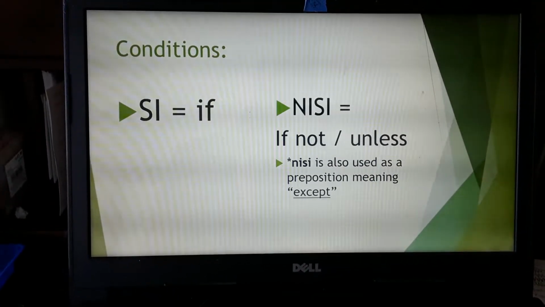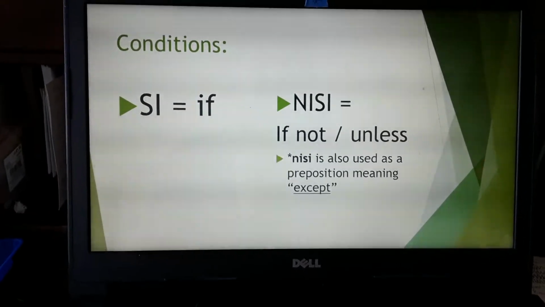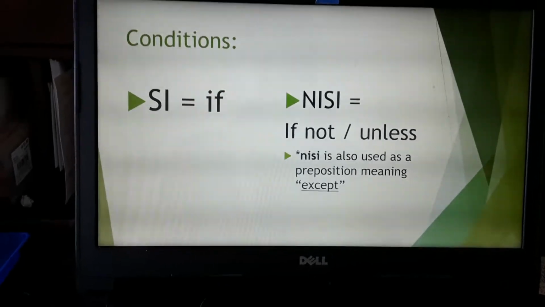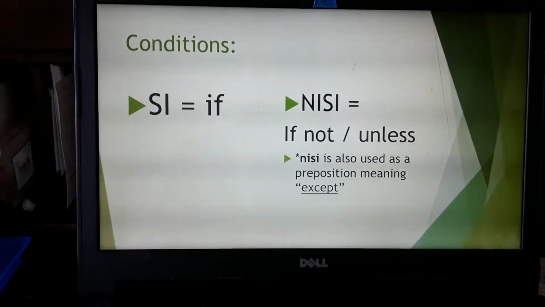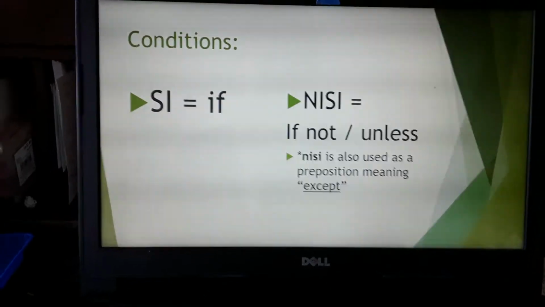There are two signal words to use in Latin for conditional statements. One is si, if it's positive, which means if, and if it's negative, you'll use nisi, which means if not or unless. Now I must warn you, nisi can also be used as a preposition meaning the word except, so watch out for that.